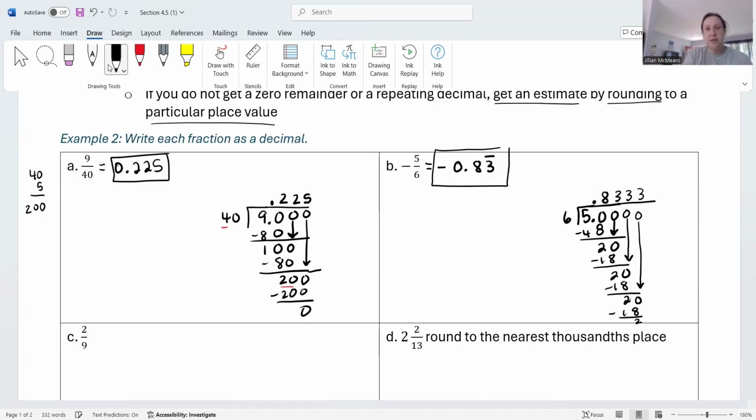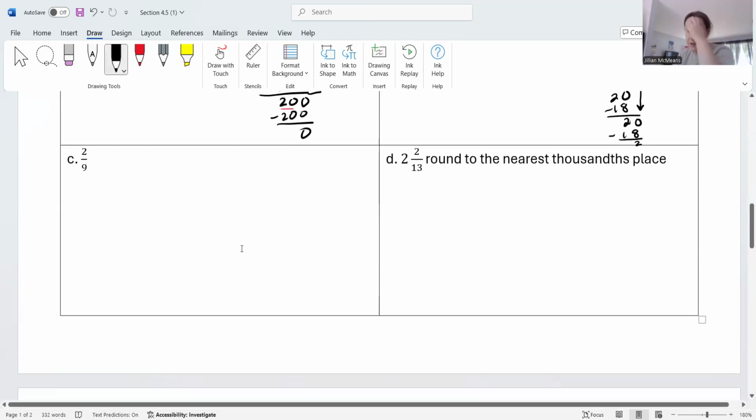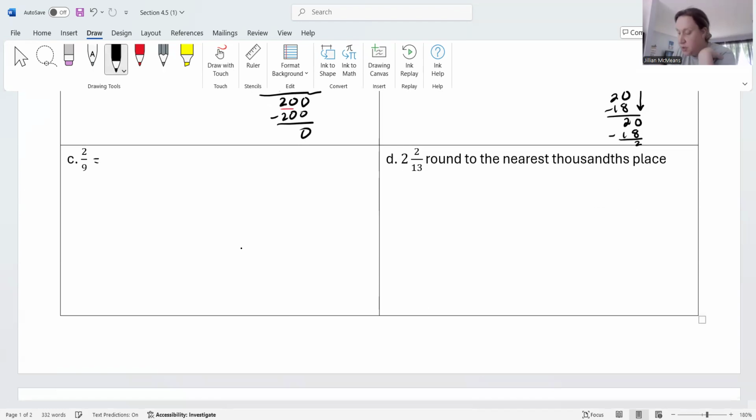Okay. Now let's look at 2/9. So for part C, we have 2/9. Okay. So I want to take 2 and divide it by 9. And hopefully you're starting to understand that, hey, 9 isn't going to go into 2, and that's okay. We add a decimal and a 0, bring the decimal up into the quotient, and then we can pretend 2 is 20. Okay? So 9 will definitely go into 20. It's going to go in twice. So 2 times 9 is 18. Well, 20 minus 18 is 2.